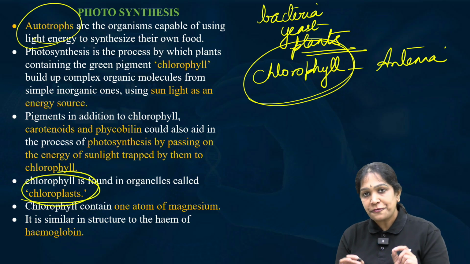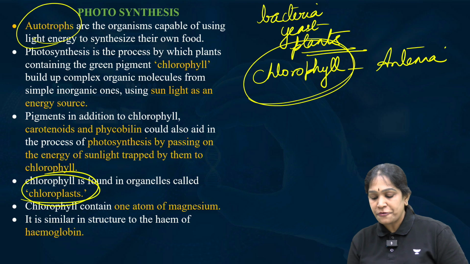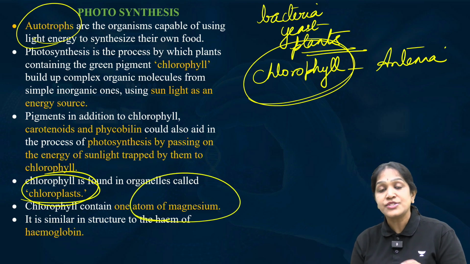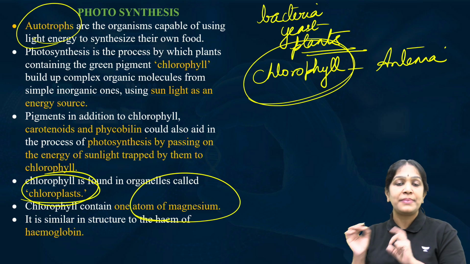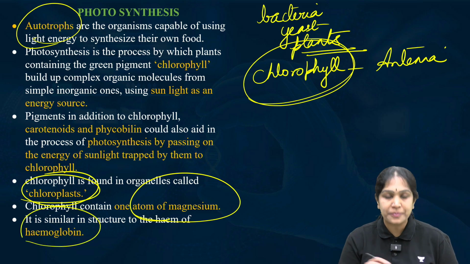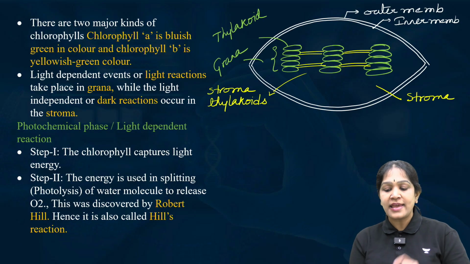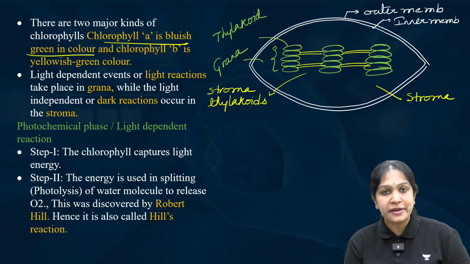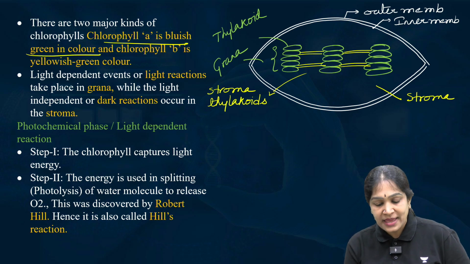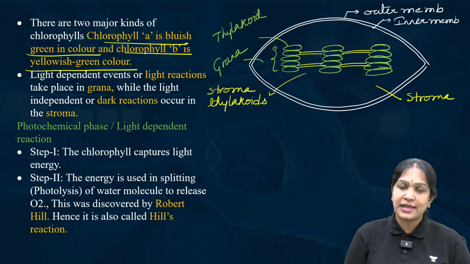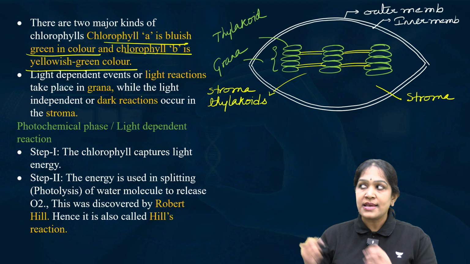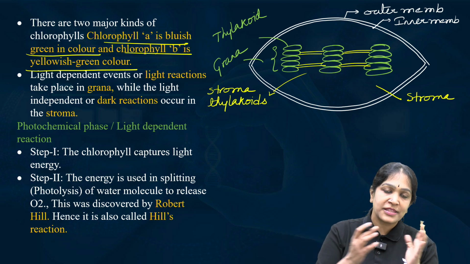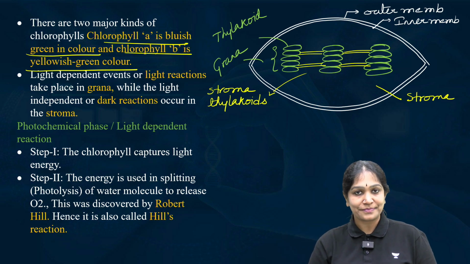And each chlorophyll contains one atom of magnesium, and in the structure chlorophyll is similar to the red color pigment in the blood of animals called as hemoglobin. We have 2 types of chlorophylls, chlorophyll A which is a bluish green color pigment and chlorophyll B which is a yellowish green color pigment. And both of them have the same role, that is absorbing the solar energy for the purpose of photosynthesis.